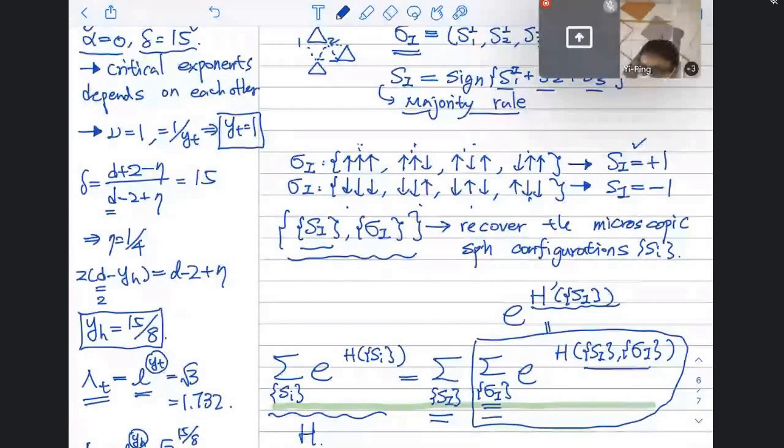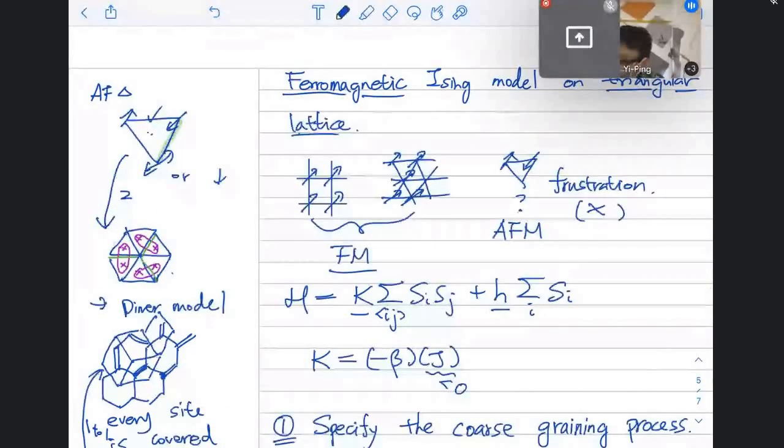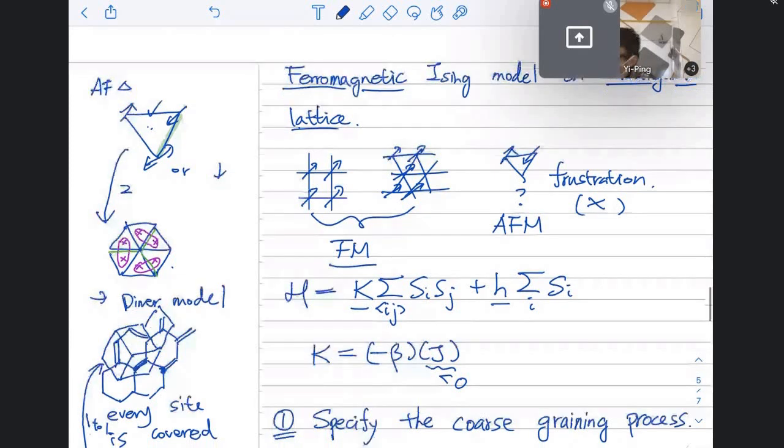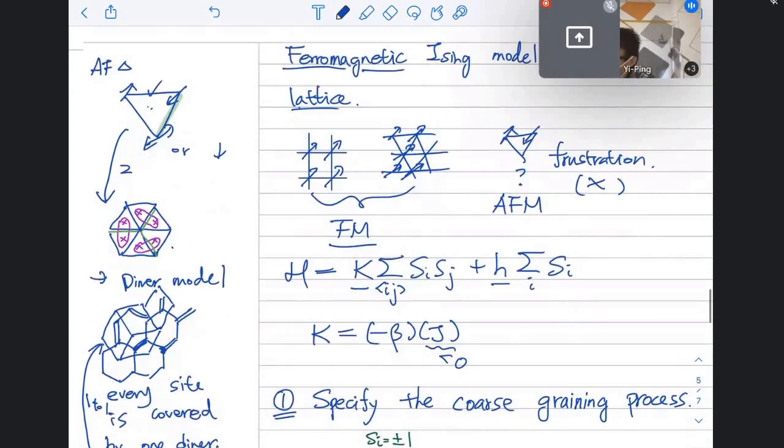Okay, so I think we will continue our discussion. The first thing I want to emphasize is that right now we are discussing the ferromagnetic case, because it is the simplest case to demonstrate how RG works. But in principle, you can, of course, discuss something that is more complicated.